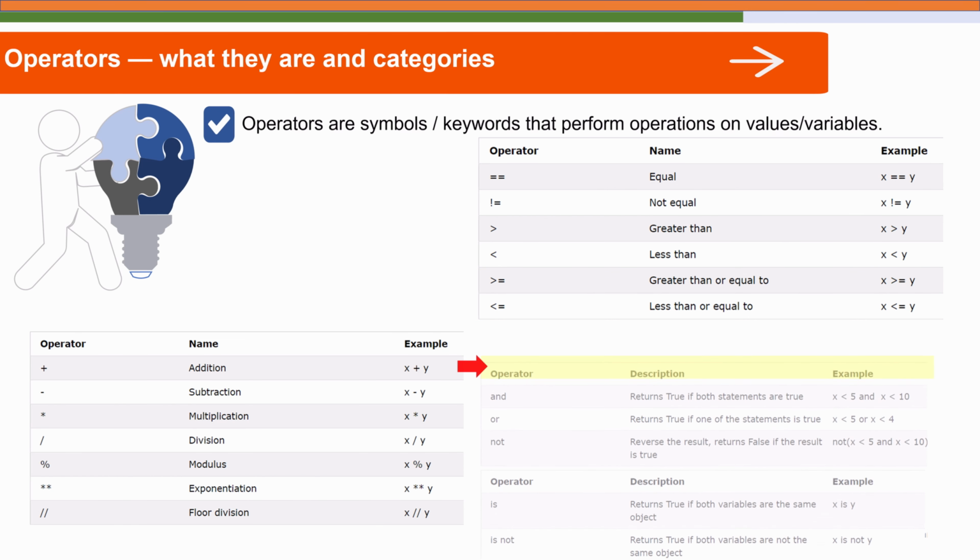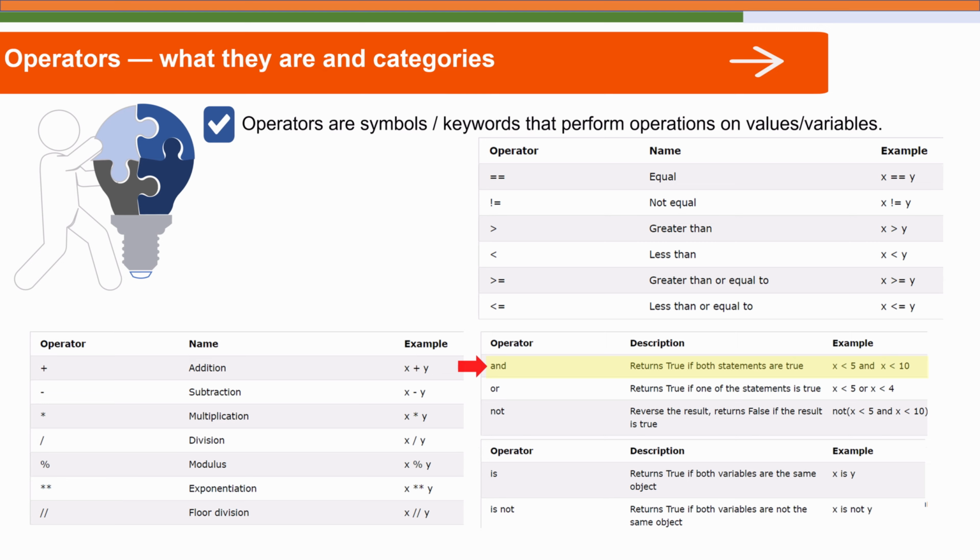Now let's look at the logical operators table. The word and returns true if both the conditions are true, and the keyword or returns true if even one condition is true, and not simply reverses a condition. If something is true, not makes it false, and if something is false, then not makes it true.